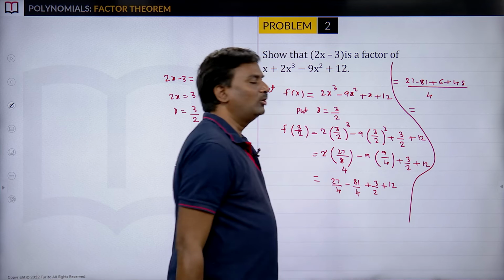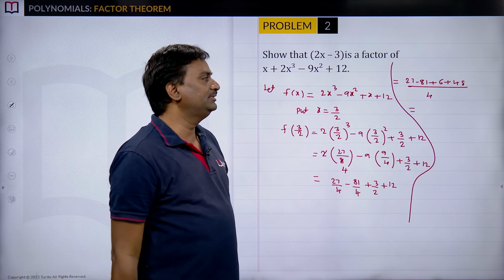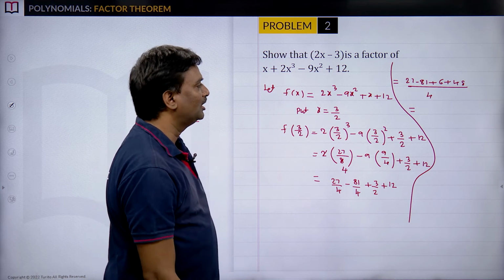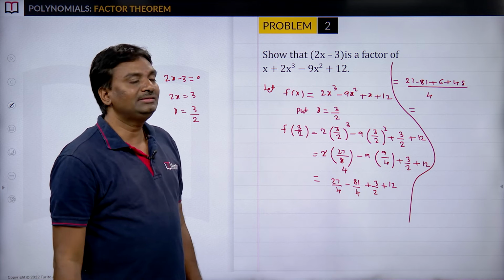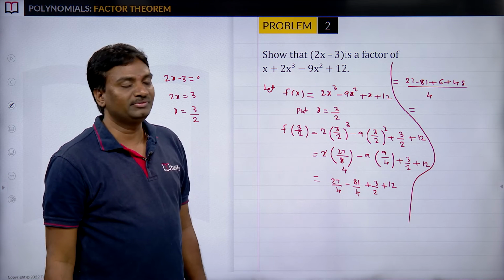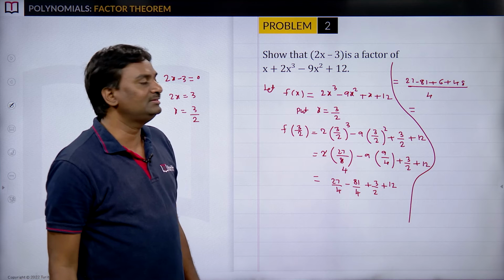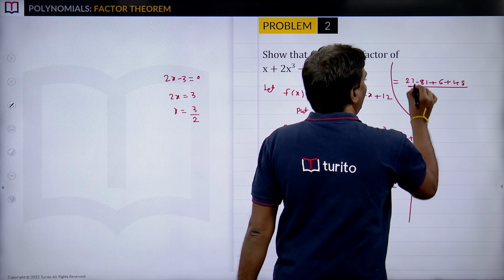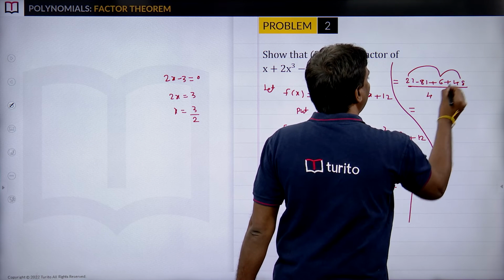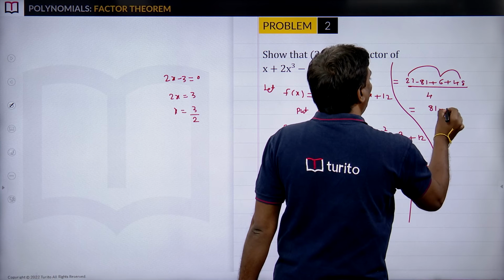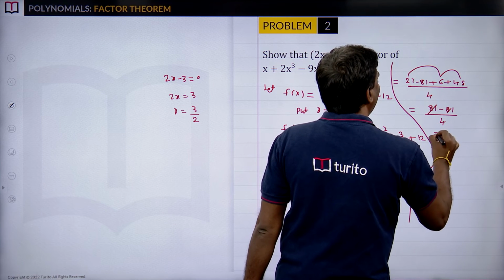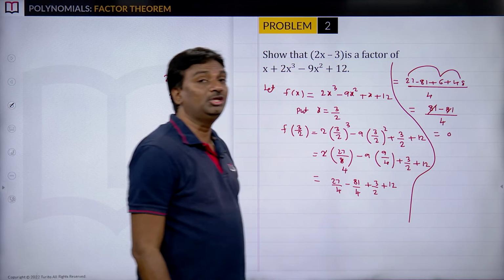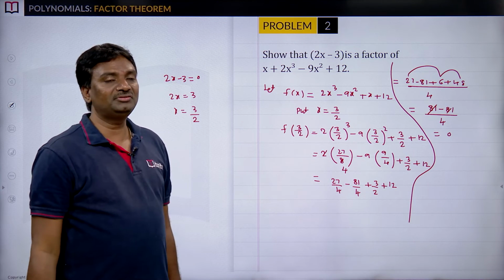Here by adding the positive terms, 27, 6 and 48 are the positive terms. 27 plus 6, 33. 33 plus 48 is 81. By adding positive terms, we got 81. Only one negative term is there, minus 81 by 4. 81, 81 get cancelled. So we got 0 by 4. 0 by 4 means 0.